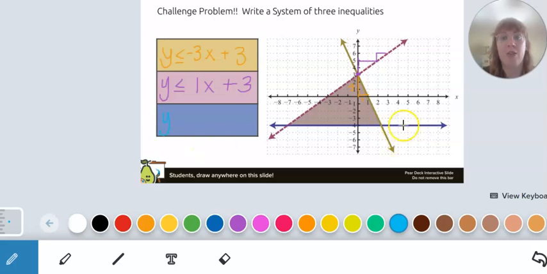And the last one is a horizontal line, which means the slope is 0, right? There's no rise, there's only run. It does have this y-intercept of -4, and it's solid and shaded above. So it's going to be greater than or equal to 0x minus 4, or just y is greater than or equal to -4. And at that point, we are done.